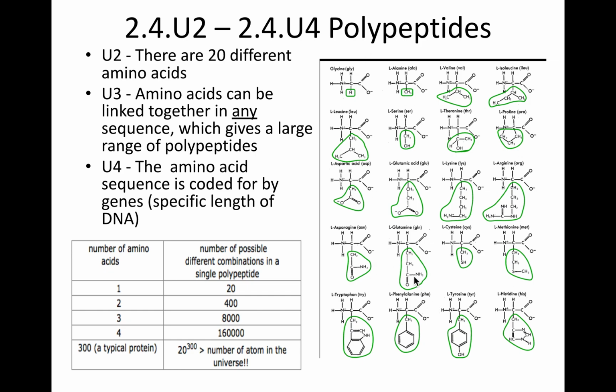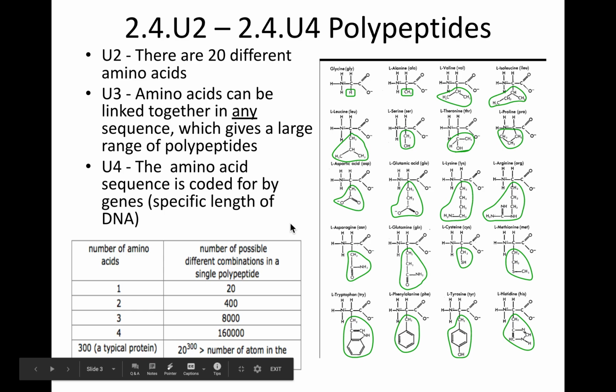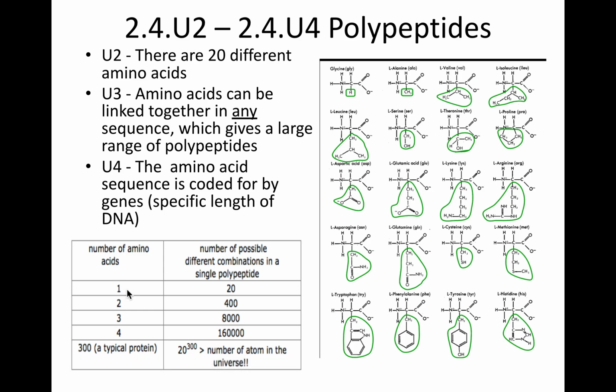So these are the 20 that it can be, and it can go in any combination. So it could be gly, ala, ser, or ser, leu, asp, or glu, lys, gly. So you can see there's so many different combinations. If you look here at this chart, it really puts it in perspective for you. For every one amino acid, there's 20 potential combinations, right? Because it's only one amino acid. But if there's two amino acids, there's 400 different potential orders or combinations that can be created.